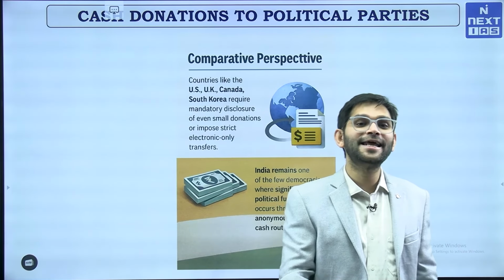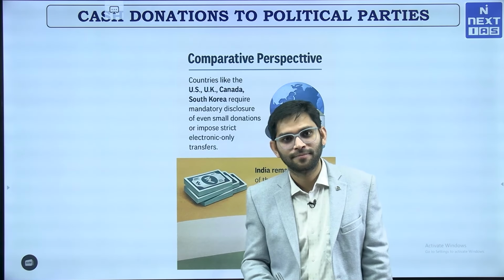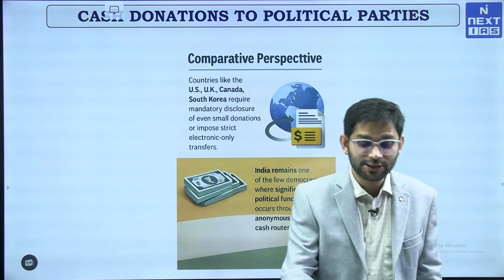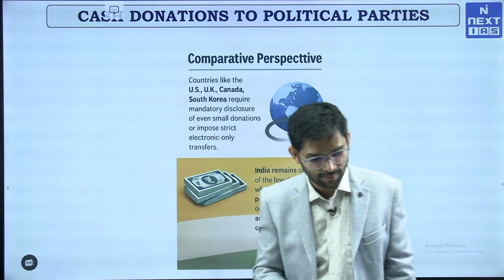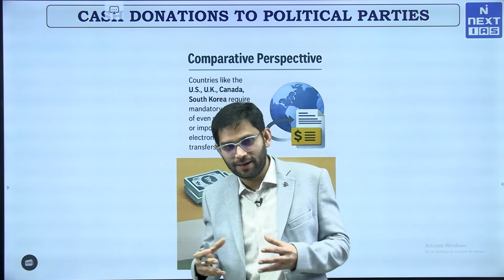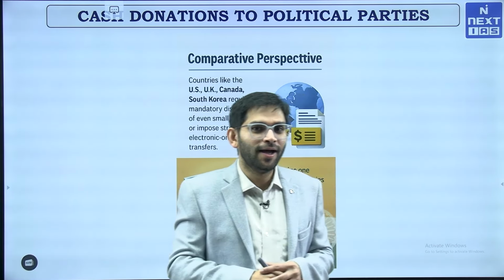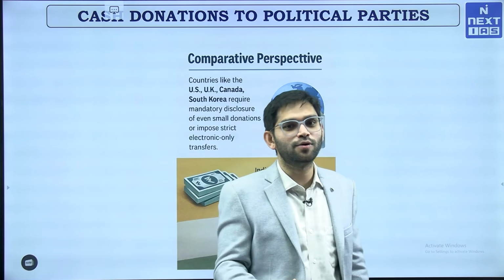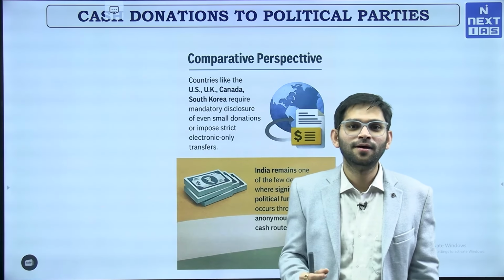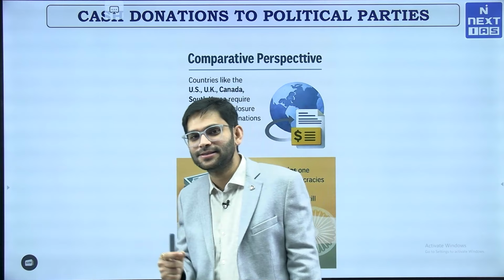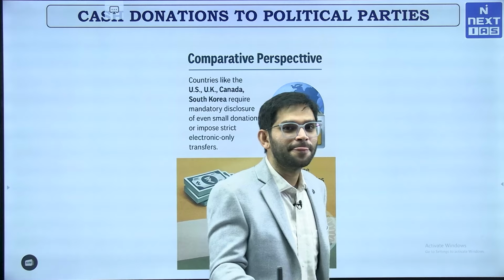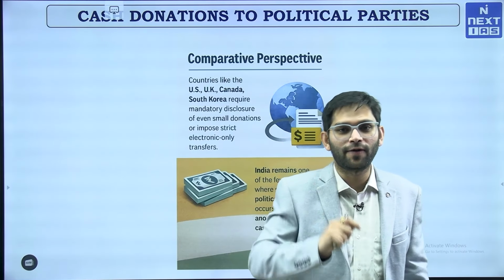Next, it encourages black money. There is a high possibility of black money coming in. And next, it distorts the level playing field. Okay. If there is a very big political party, that political party can influence people and it can extort money also. There are so many cases where political leaders are extorting money, and this sort of black money can also go into political funding.